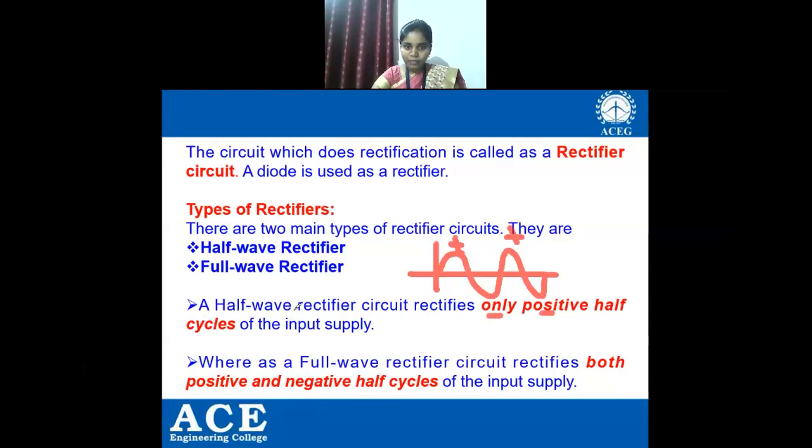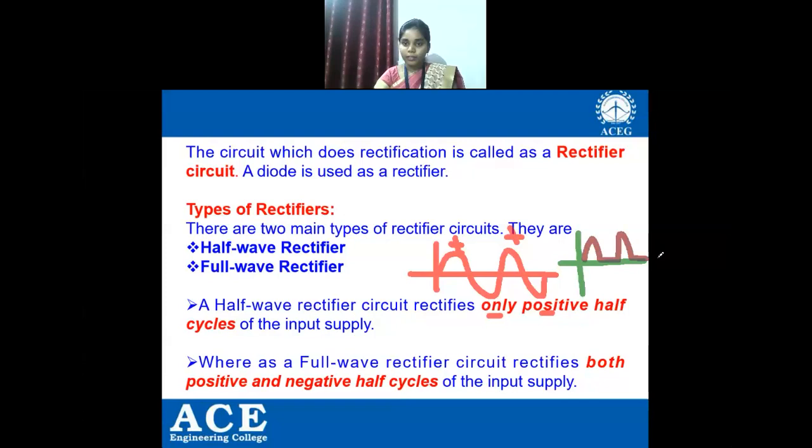What did I mention for the half wave rectifier? A half wave rectifier circuit rectifies only the positive half cycle of the input supply. This is my AC input. For positive only, my half wave rectifier is going to work. Yes, that is what is mentioned there. Now, when it works for the positive half cycle only, what will be the output of our half wave rectifier? You can see here. This is the output of our half wave rectifier.